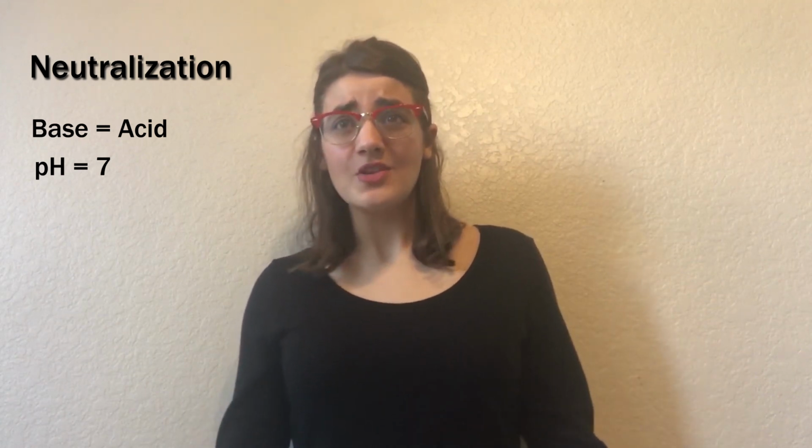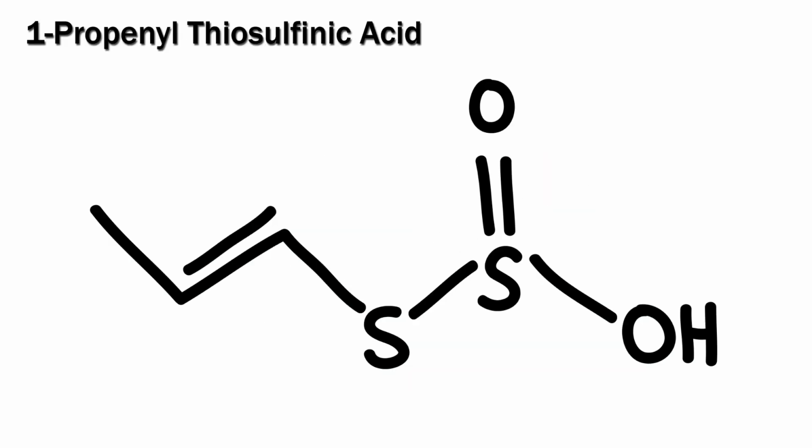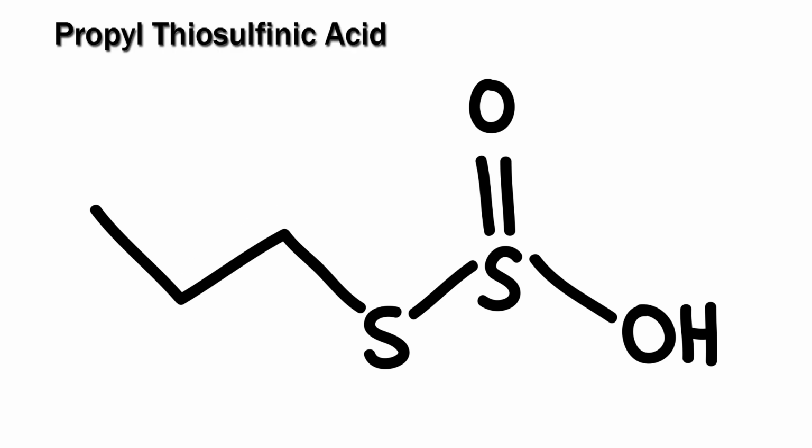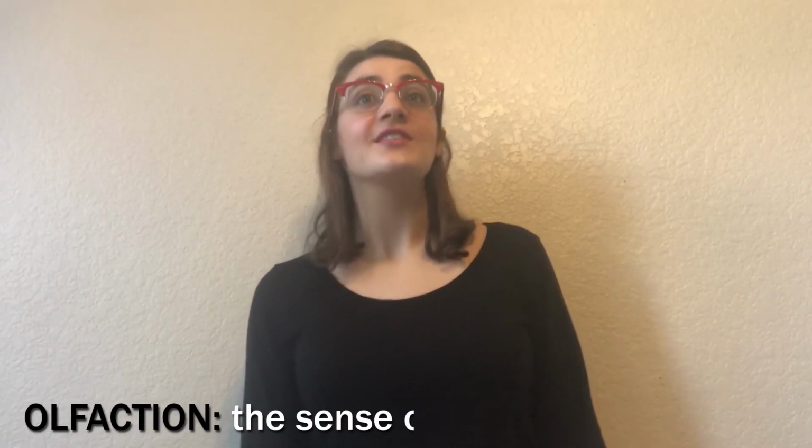But what makes an onion stink so bad? There are three main sulfuric compounds within the onion. The first is 1-propionyl acid. The second, propyl acid. And the third, methyl acid. What do these acids have to do with olfaction and titration? Olfaction is the sense of smelling.